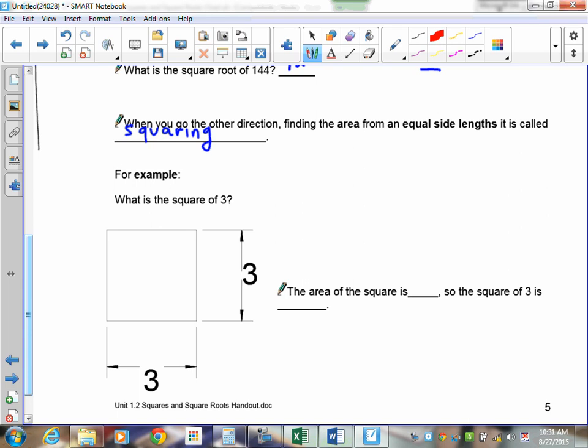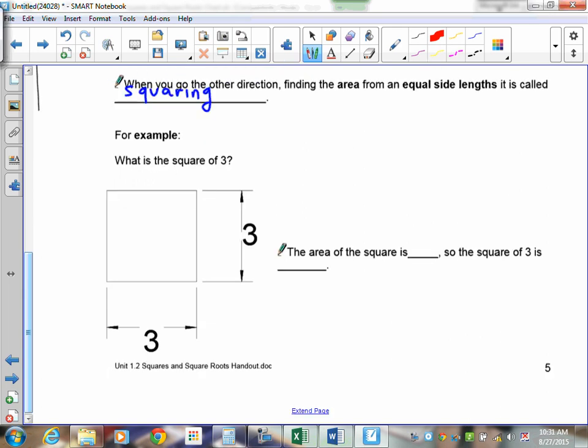Okay, so square root is going from 25 down to 5. Think of it as climbing down the tree. You have all the branches up top, a lot of branches, and as you come down to the bottom of the tree, you have one number. That is a single digit, and in this case, if it's 25, you have 5. So what is the square of 3? Well, if I want to make a square 3 by 3, I want to know what is the area. The area of this square is 9. That means the square of 3 is 9.